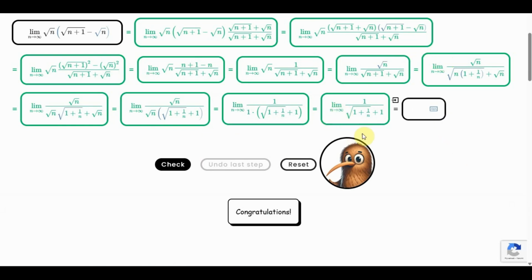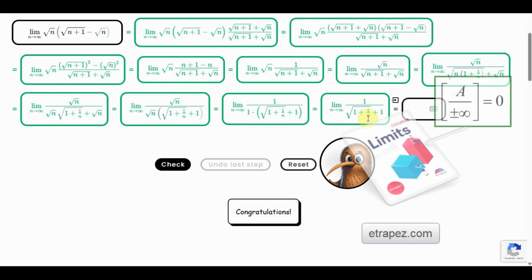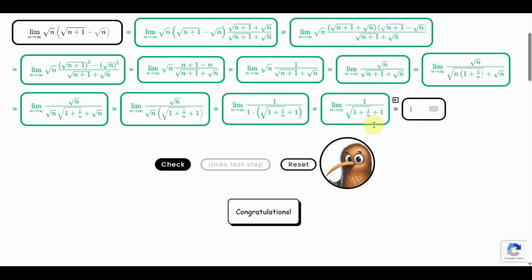If n approaches infinity, then 1 over n approaches 0 because it's a constant over infinity. In my course, I showed that a constant over infinity always approaches 0 because, well, this infinity, the denominator is getting bigger and bigger, so it approaches 0. So what do we have left? On top 1, at the bottom, the square root of 1 plus 0, which is the square root of 1, which is 1. 1 plus 1 is 2, so the entire result is 1/2.